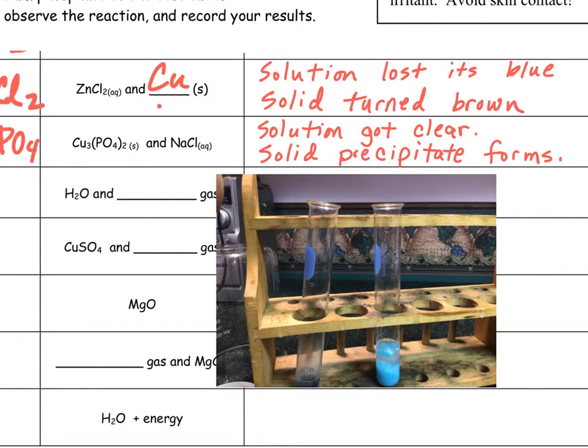For data, let's say that the solution got clear and a solid precipitate forms. A precipitate is a solid that forms during a chemical reaction. In this case, the copper phosphate solid is the precipitate.